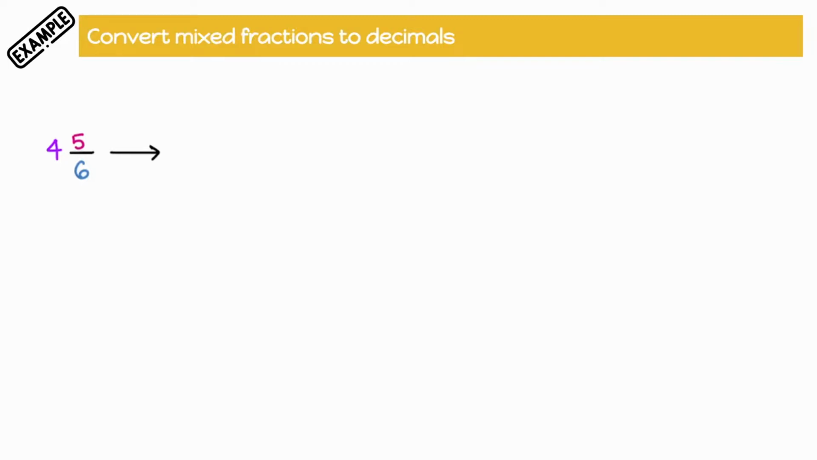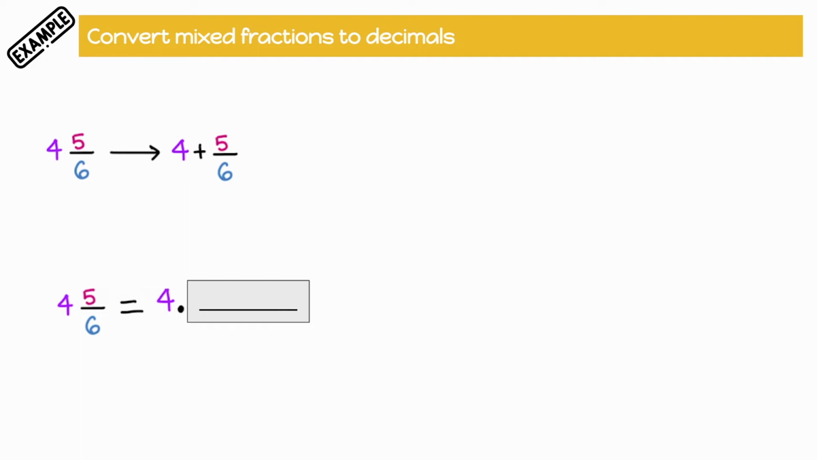So in this example, we're going to convert a mixed number or mixed fraction into a decimal. So here we have 4 and 5/6. Really what 4 and 5/6 is saying is that we have 4 wholes plus that fraction, 5 over 6. So 4 and 5/6 is just going to be equal to 4 point something. We don't know what it is, so that's what we're going to find out.